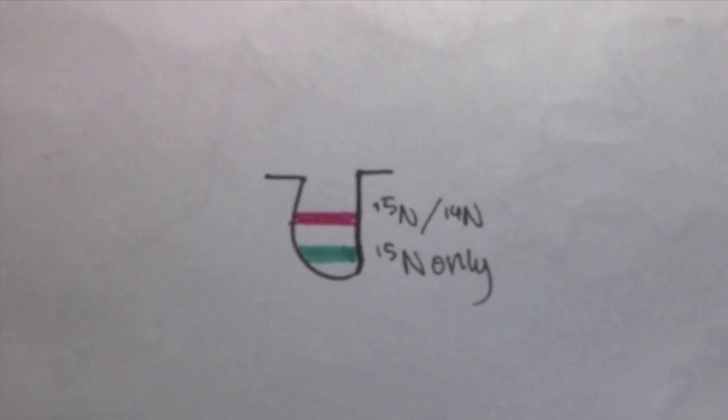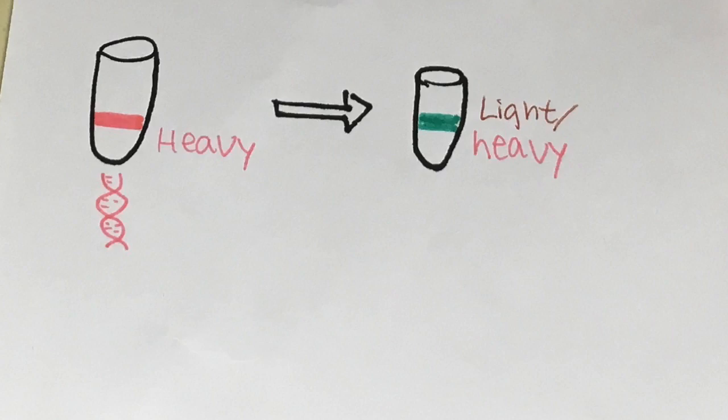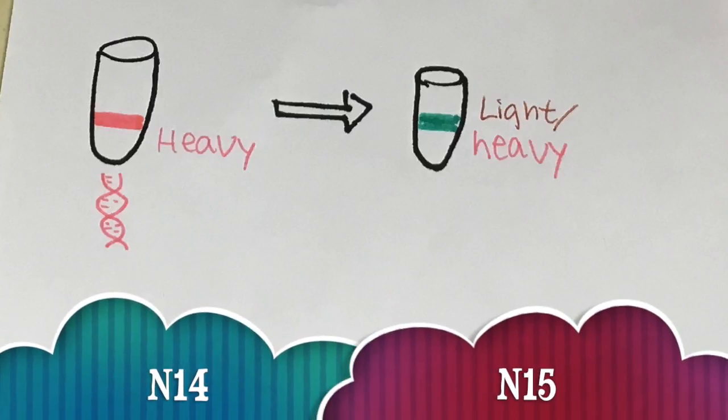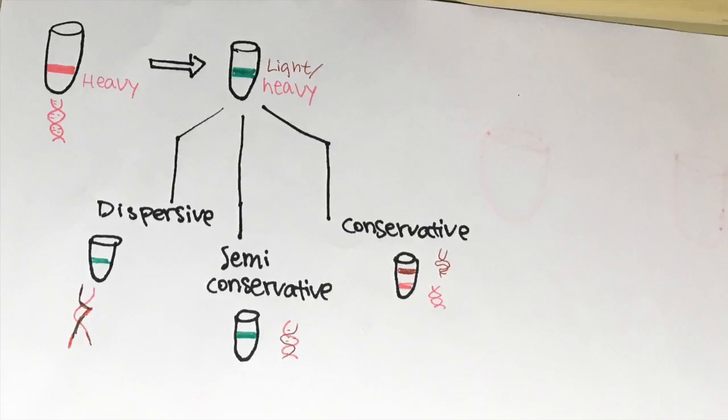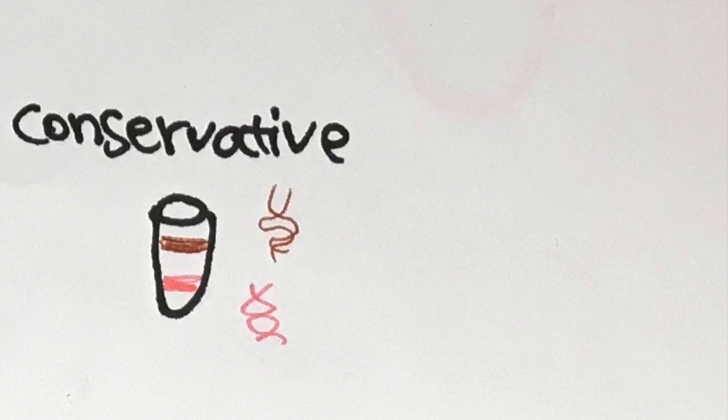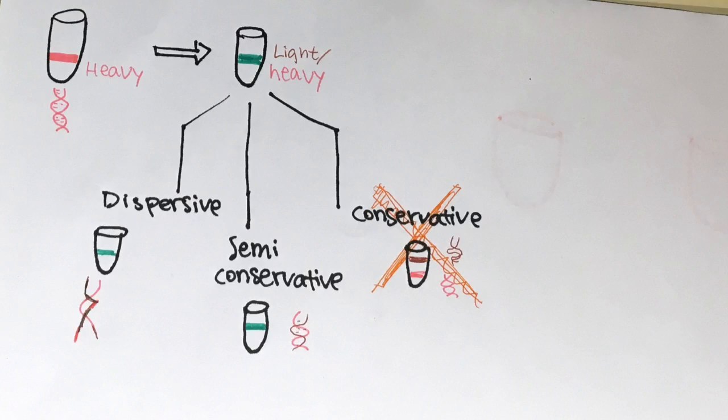The DNA of the cells grown in N15 medium had a higher density than cells grown in normal N14 medium. After one division, DNA molecules were found to contain a mix of N15 and N14, disproving the conservative model, because the conservative model would have predicted two distinct bands in this generation: a band for the heavy original molecule and a band for the light, newly made molecule.